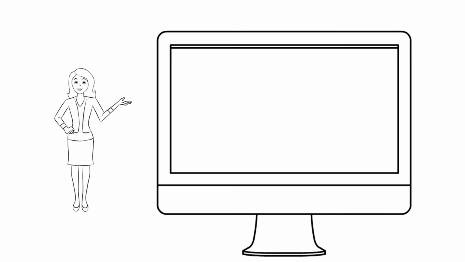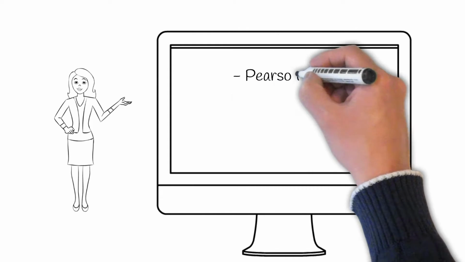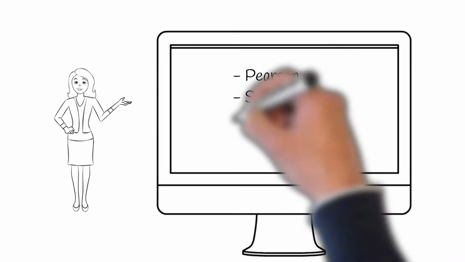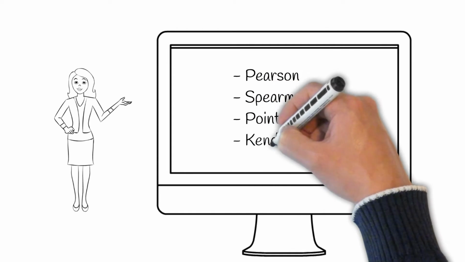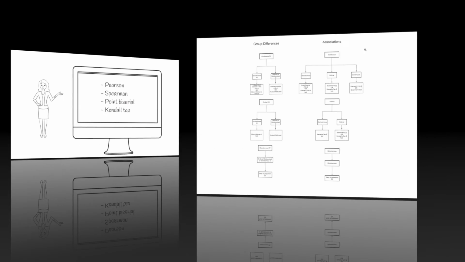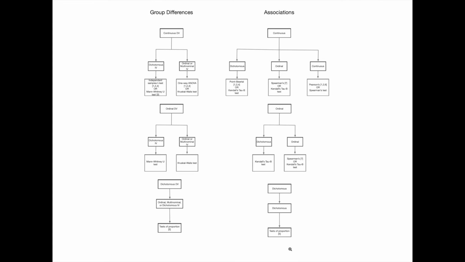In this video we will talk about tests of association, which are Pearson, Spearman, point biserial, and Kendall tau tests. Tests of association aim to find if there is a relationship between two variables, and if there is a relationship, they tell you the strength of this relationship. To choose the right test for your variables, follow the diagram.